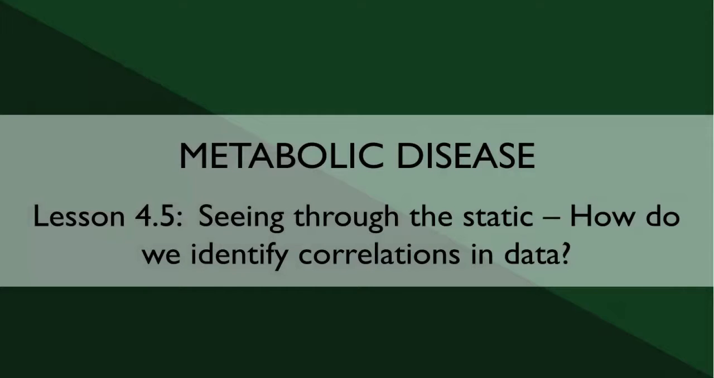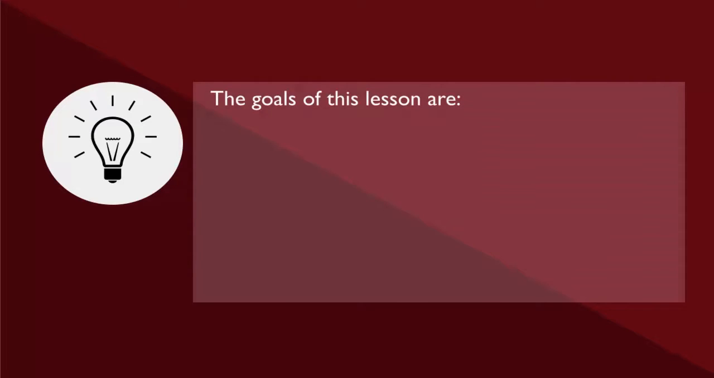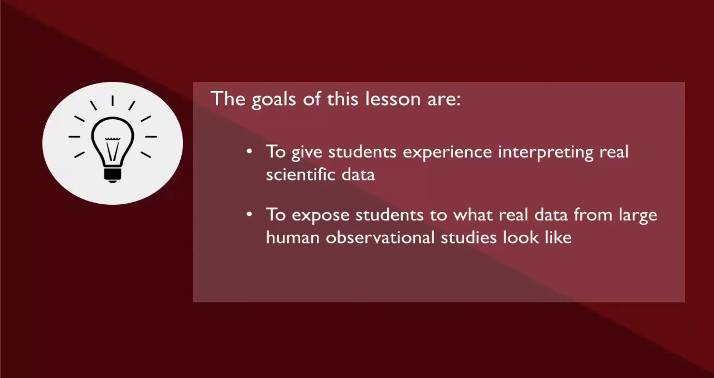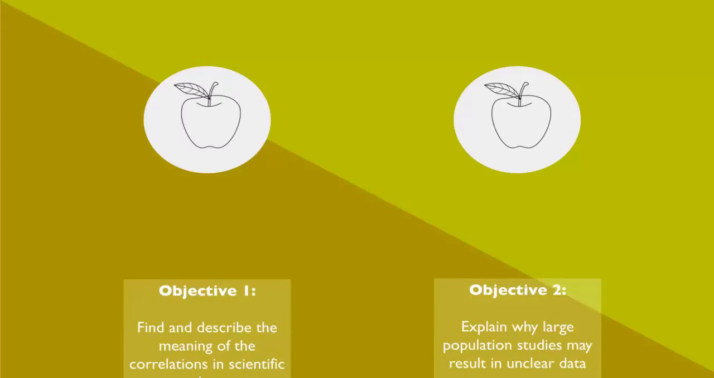Lesson 4.5, Seeing Through the Static. How do we identify correlations in data? The goals of this lesson are to give students experience interpreting real scientific data and to expose students to what real data from large human observational studies looks like.